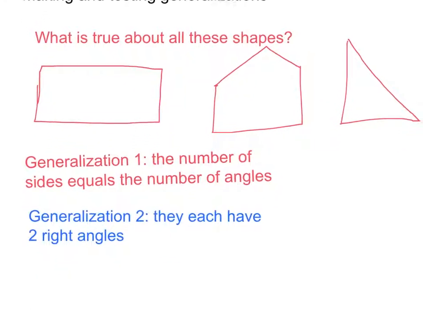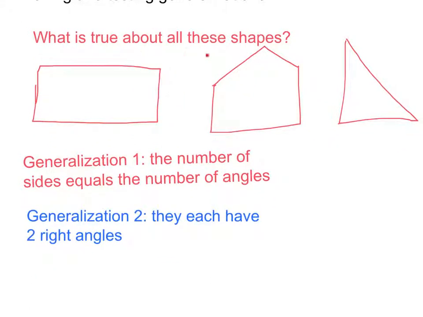So we look at these shapes here and we say, what is true about all of these shapes? You have a rectangle, a pentagon, and a triangle. Generalization 1, the number of sides equals the number of angles. So that's where you look at your shapes, and I'm like, okay, I have 1, 2, 3, 4 sides here, and then you have 1, 2, 3, 4 angles. So this would be 4 and 4.